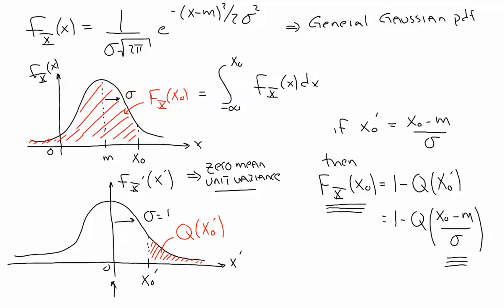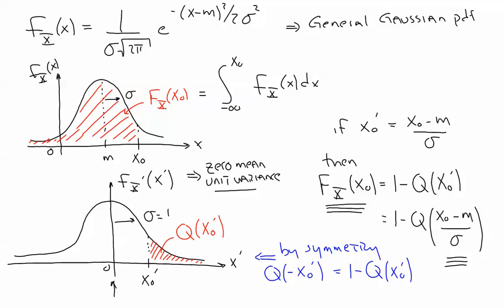One observation before I move on is that, by symmetry, you'll notice that q of minus x naught prime, using the notation of this figure, equals 1 minus q of x naught prime. All right? By symmetry. So if the argument of your q function happens to be a negative number, just look up the q function evaluated at the positive value and subtract that from 1, and you've got your answer.